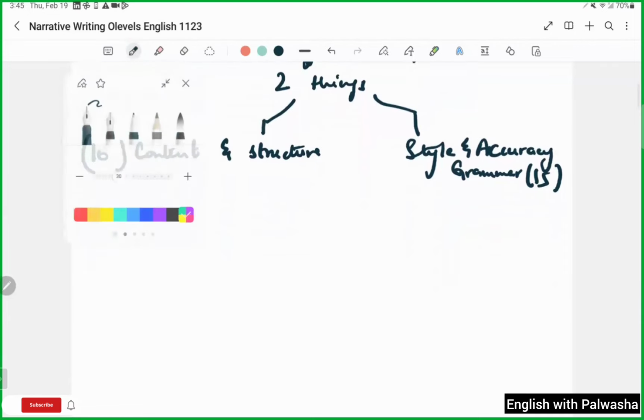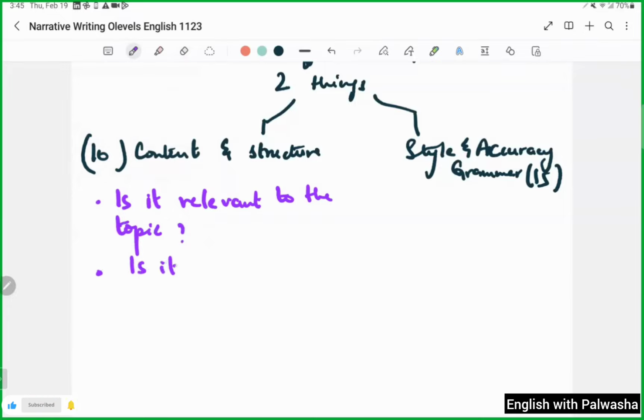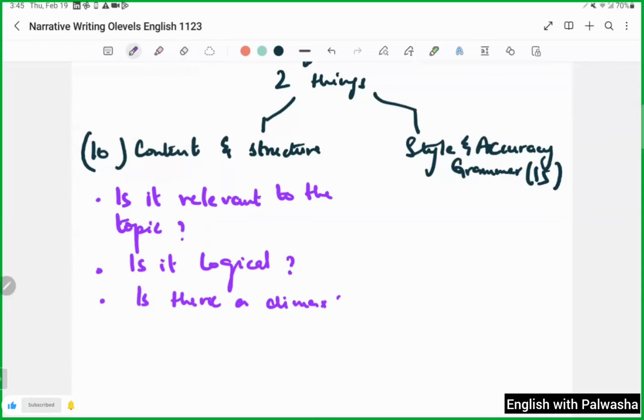So, content and structure. What are the things which are added in the content and structure? The examiner always checks these things before marking. Is it relevant to the topic? The very first thing, is it relevant to the topic? Is it logical? Or if the logic is there, if the relevancy is there, then is there a climax the student is explaining or not? And after reading all of it, is the ending satisfying or not? So these are the things which we need to keep in our mind before writing a better one. Okay. Moving on towards the style and accuracy. What do they actually check?